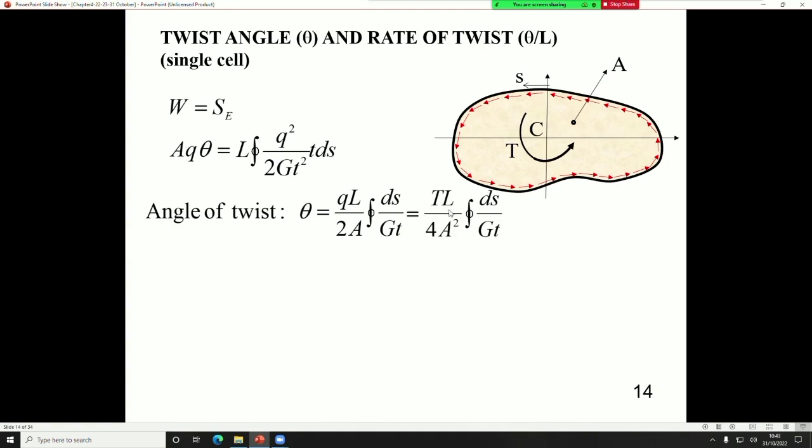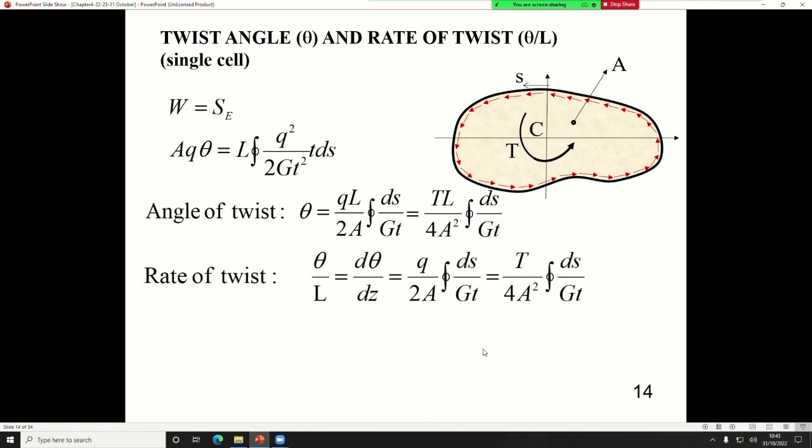Or in this one, I've written it in terms of T as well. Sometimes I use this equation. So Q is equal to T divided by 2A. So I've written the same equation in terms of the torque. And then I divide both sides by the length. And it gives me the rate of twist.